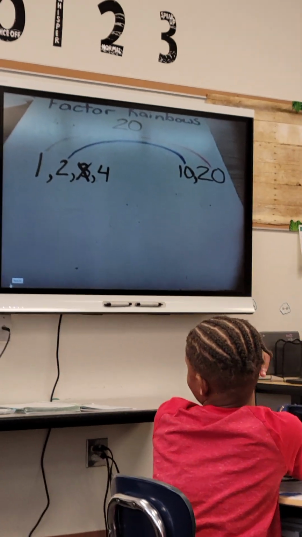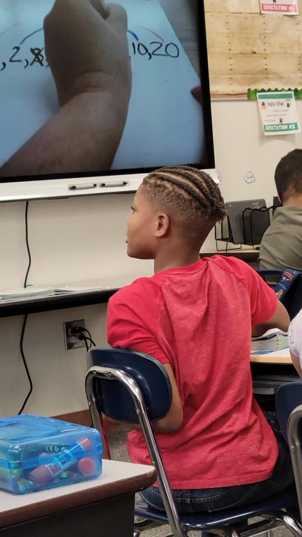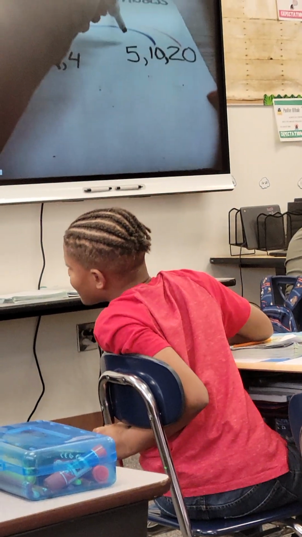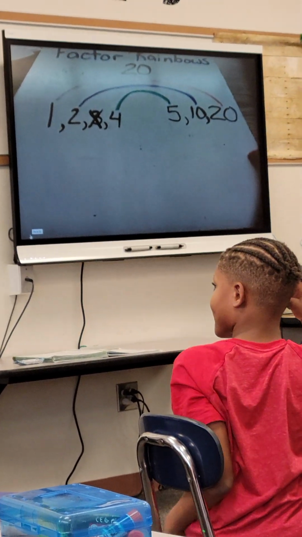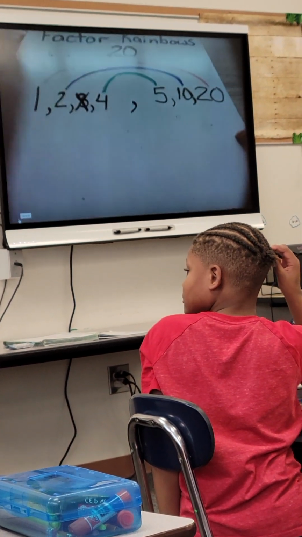I ask myself, is there anything times 4 that equals 20? Yes, 5. I see those fives. Everybody's holding the five. So I will connect those with the rainbow. 4 times 5 equals 20. And I also know that's when it's time to stop. I'll put a comma to separate 4 and 5.